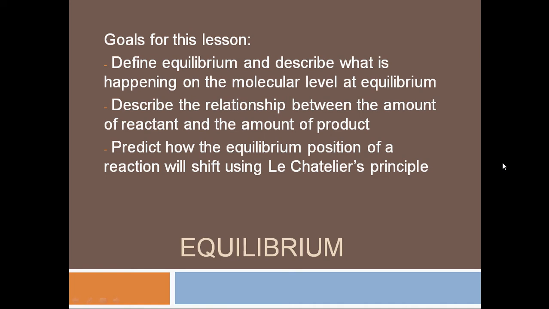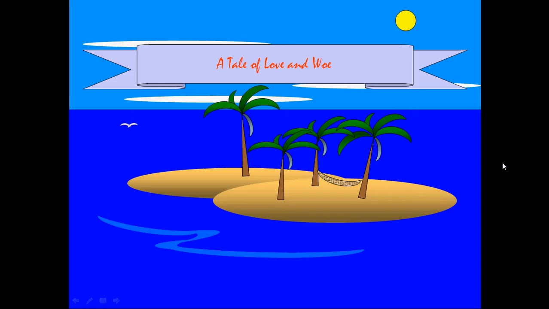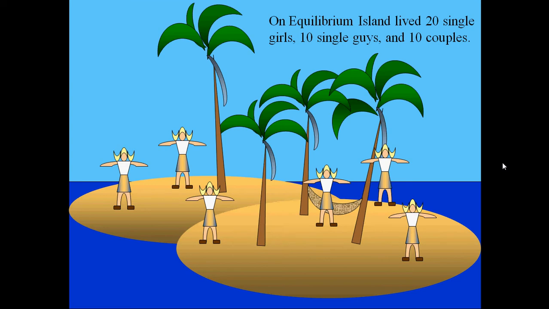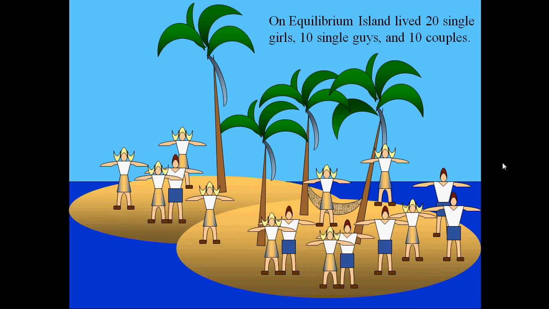Now, in order to help us understand equilibrium, I present to you a tale of love and woe. Okay, this is Equilibrium Island. On this island, we have 20 single girls. Oh, look, they're cute. 10 single guys. Oh, so cute. And, oh my gosh, 10 couples. Oh, look at them. They're adorable.